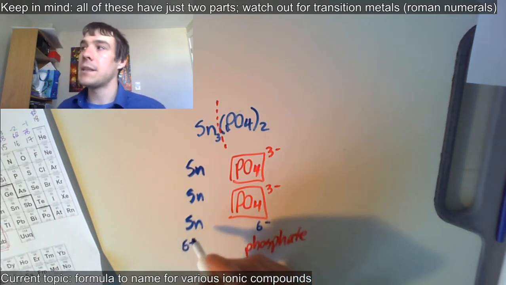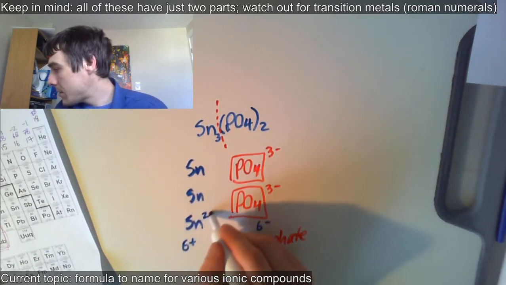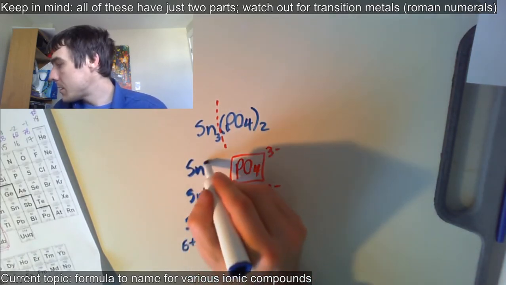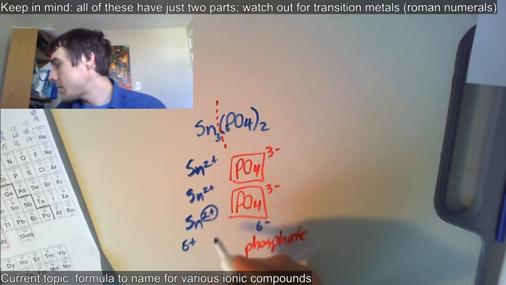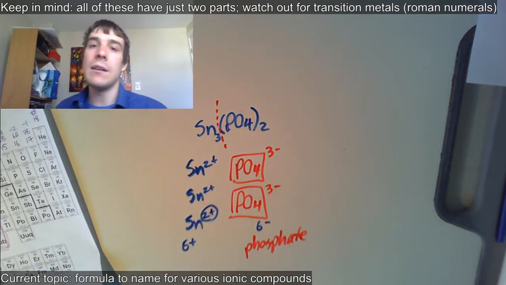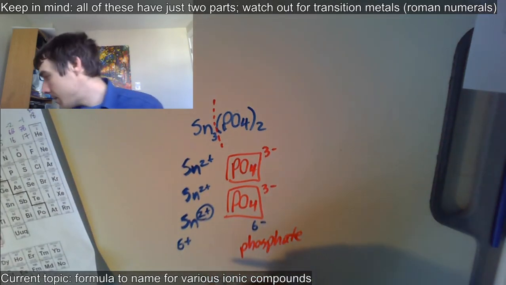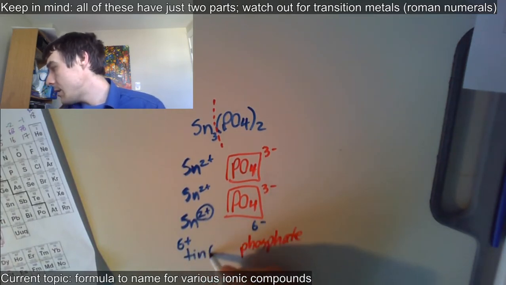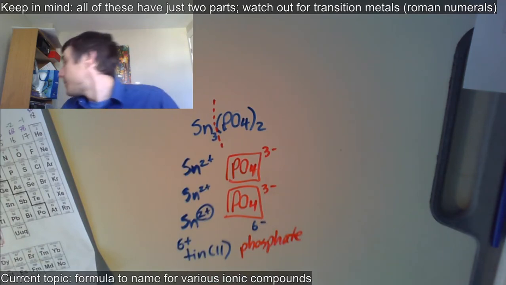That 6 plus has to distribute between our 3 tins. So that's going to be 2 plus, 2 plus, and 2 plus. Each tin is a 2 plus. That means that 2 plus is the tin ion that we are going to name our compound after. So this then is tin(II) phosphate. Tin(II) phosphate is the name of this compound.